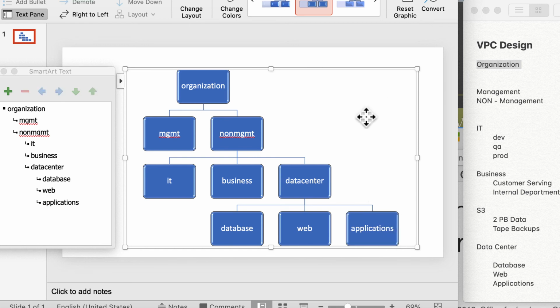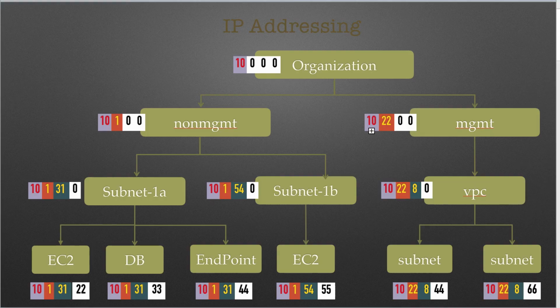Alright, so this is the diagram that I got so far, and I don't know if you guys remember, but we had exact same thing we discussed in the IP addressing chapter. Okay, and the old logic that we talk about 10.0.0.0, after that the second level gets the 22, the third level gets the 8, and the last level gets whatever the machine IP is.